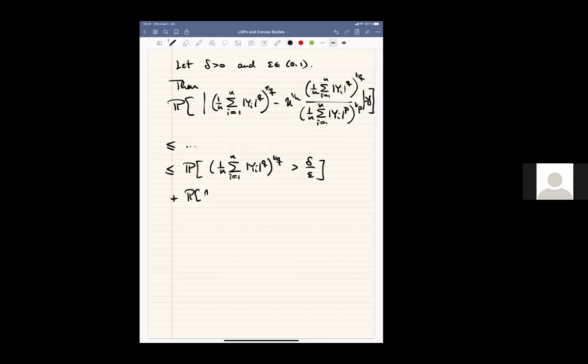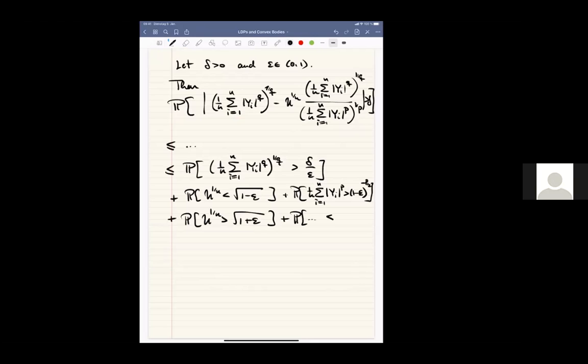The probability that u to the 1 over n is less than root 1 minus epsilon, plus the probability that 1 over n, then you get this part to the power p, is larger than 1 minus epsilon to the power minus p over 2. As I said, I skip details here. Then you get another part, 1 over n, larger than root 1 plus epsilon, plus some other term of the form as above, but less than 1 plus epsilon to the power minus p over 2.